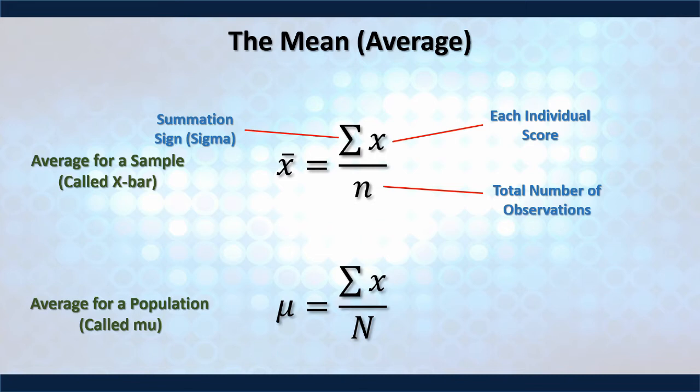The equation for x bar is exactly the same as the population average, except you're summing scores for every single object or element in the population and dividing it by the total number of members or objects in that population. As a side note, the population average is called mu, not m.